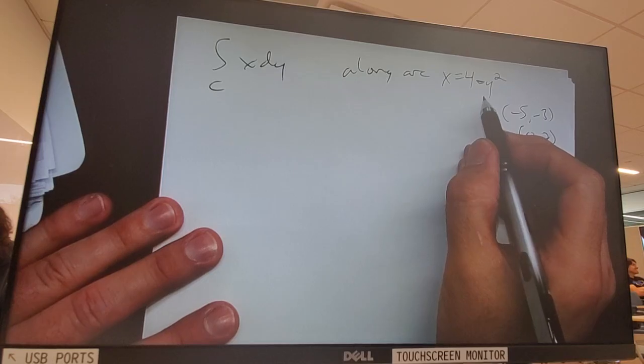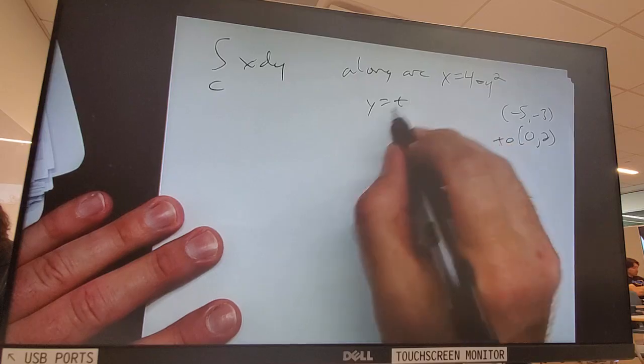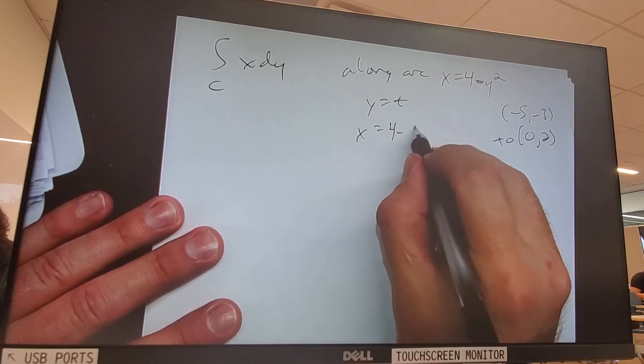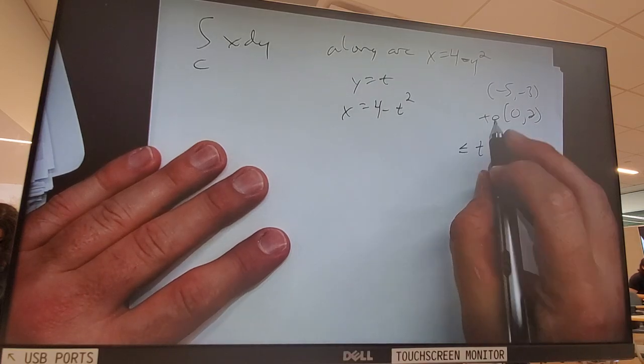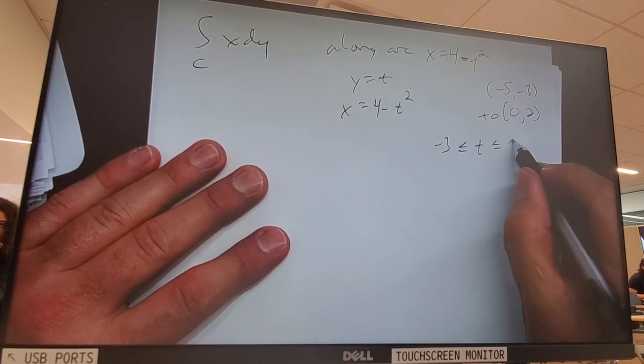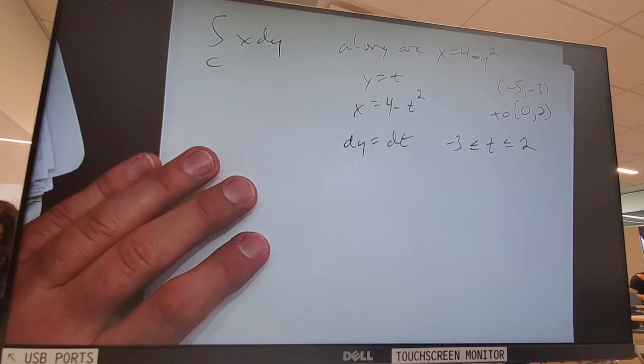So help me out. How am I going to parameterize this one? Let's try y equals t, then x equals 4 minus t squared. That's what I would try. Now you've got to be careful. This isn't too bad though. Whenever one of your variables is just t, that kicks in. Y is t. Therefore, what does t go from and to? Negative 3 to 2. It also means dy equals dt in this case, doesn't it? So dy is dt, totally, which is cool.